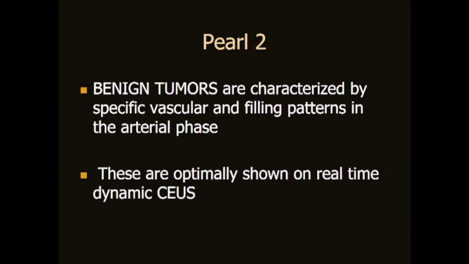Now, pearl number two. So benign tumors on CEUS are characterized by very specific vascular and filling patterns in the arterial phase. And these are optimally shown on real-time dynamic CEUS. And when I start showing these, you'll recognize that many of these do not show these specific vascular patterns on CT or MR scan.